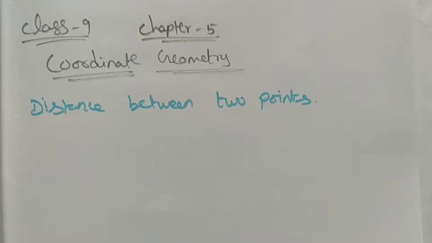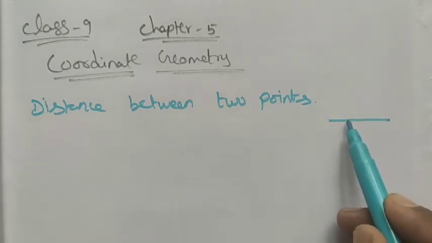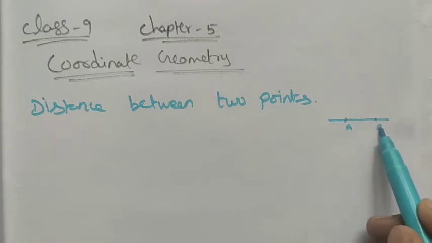Students, class 9, chapter 5, coordinate geometry. Here we are going to see about the distance between 2 points. First of all, we want to find the distance of the line. From here, the 2 points are given, that is A, B.